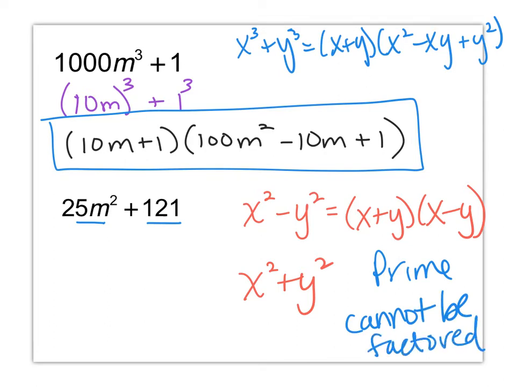So although it looks like it could follow this model formula for the difference of two squares, the fact that we have a plus sign in between means that this is prime. It cannot be factored.